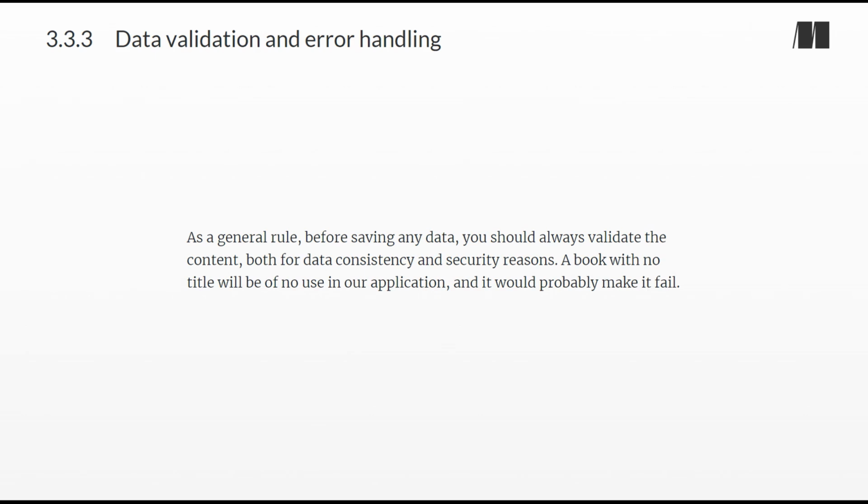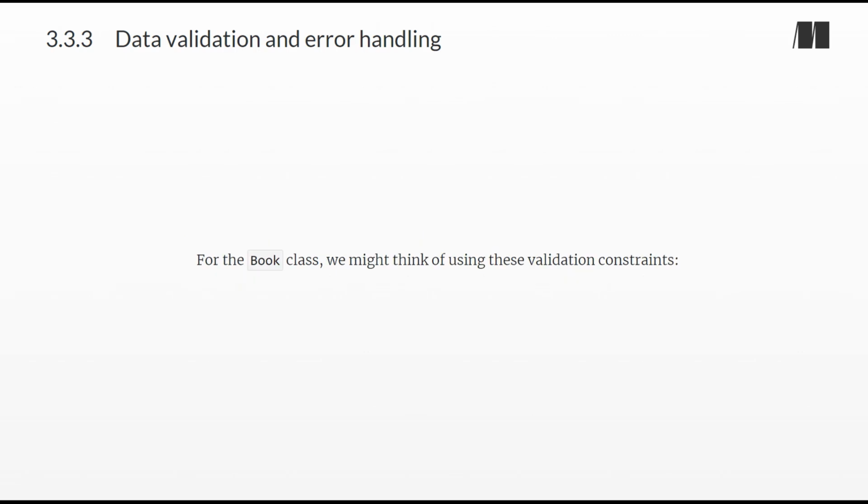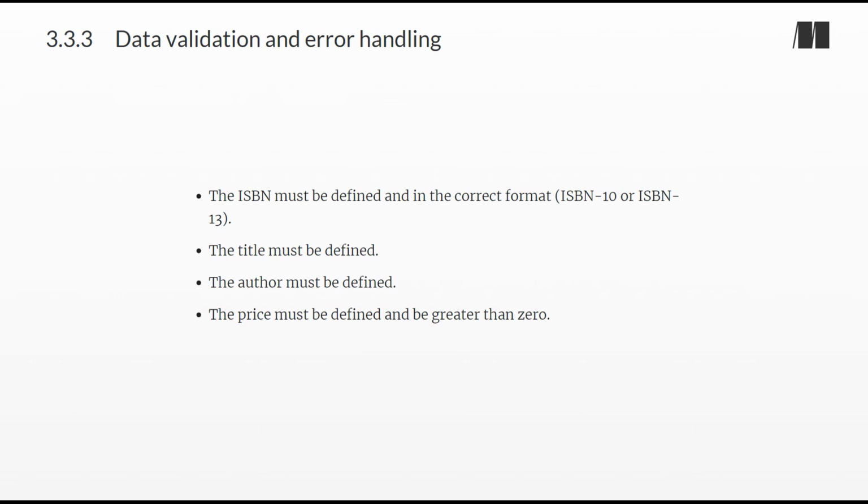As a general rule, before saving any data, you should always validate the content, both for data consistency and security reasons. A book with no title will be of no use in our application, and it would probably make it fail. For the Book class, we might think of using these validation constraints. The ISBN must be defined and in the correct format, ISBN-10 or ISBN-13. The title must be defined. The author must be defined. The price must be defined and be greater than 0.